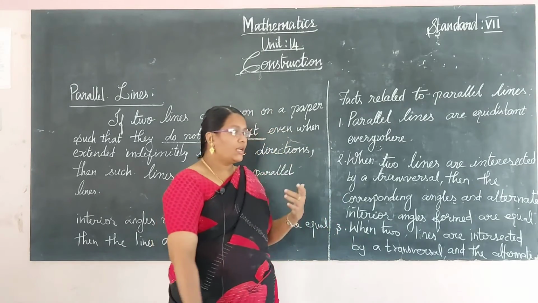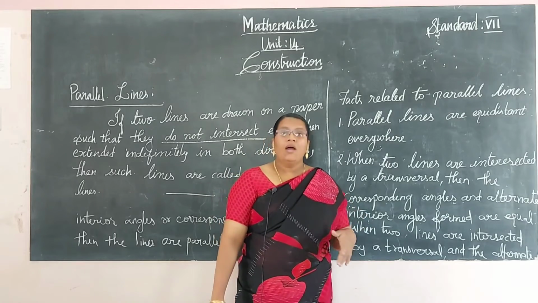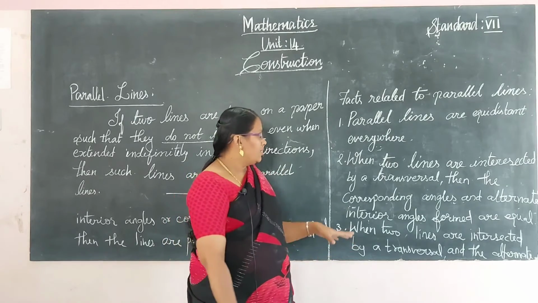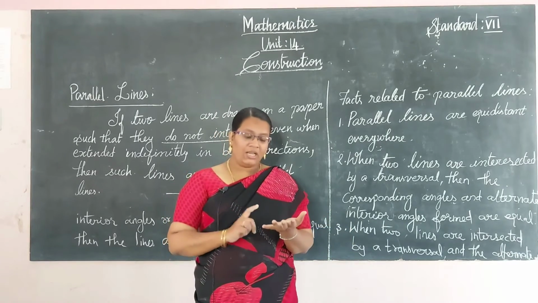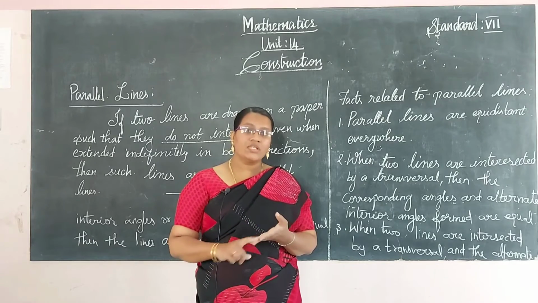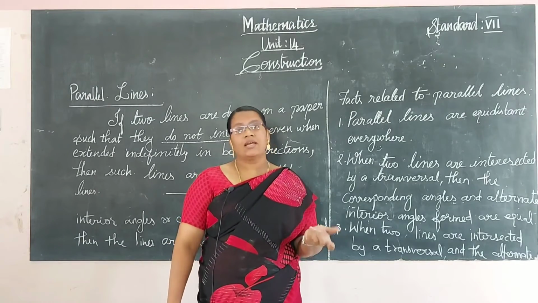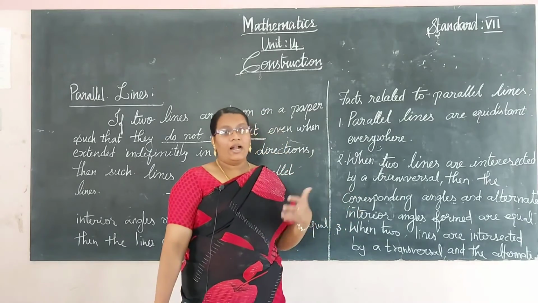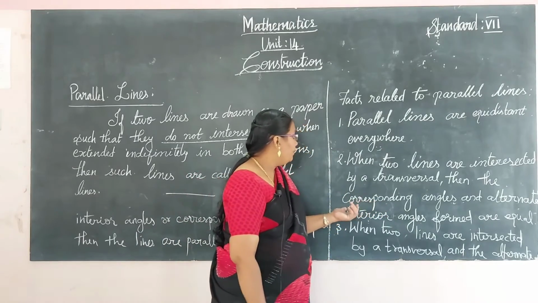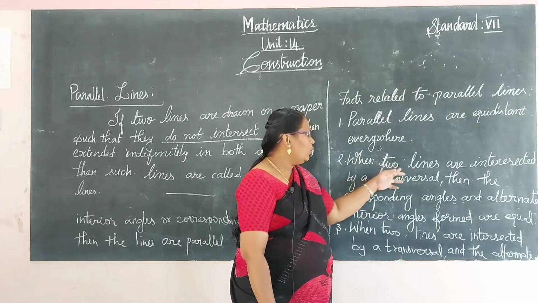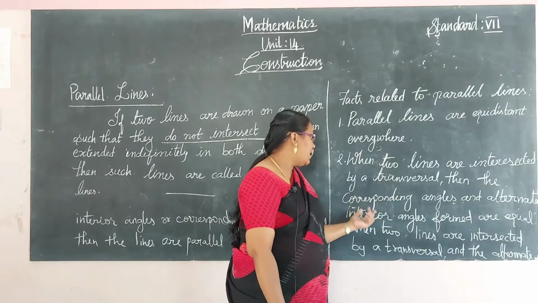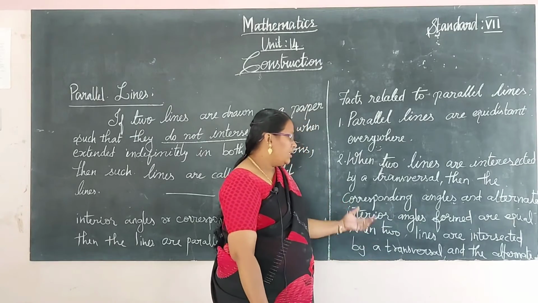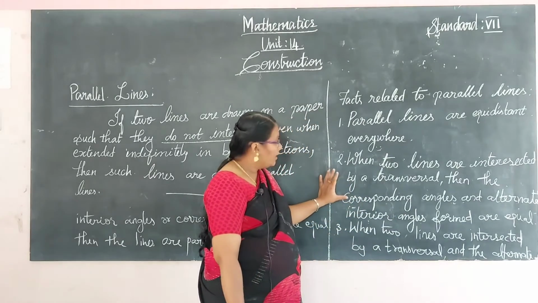So when a straight line intersects the parallel lines, we get 8 angles, and they have special names: corresponding angles, alternate angles, vertically opposite angles, exterior angles, interior angles, interior alternate angles, exterior alternate angles. We already learned these in the previous chapter. When two parallel lines are intersected by the transversal, the corresponding angles and alternate interior angles formed are equal. That is one of the criteria of the transversal.